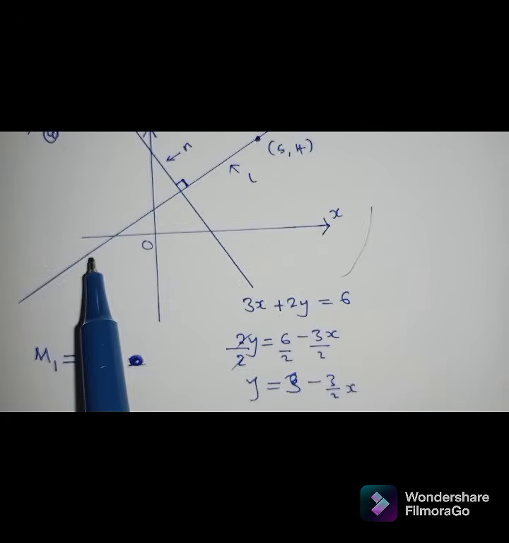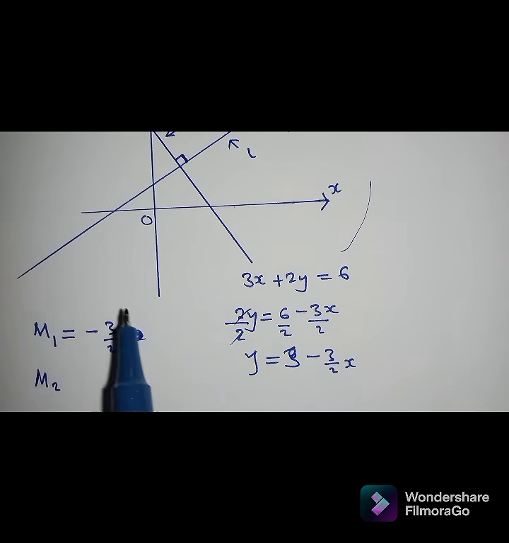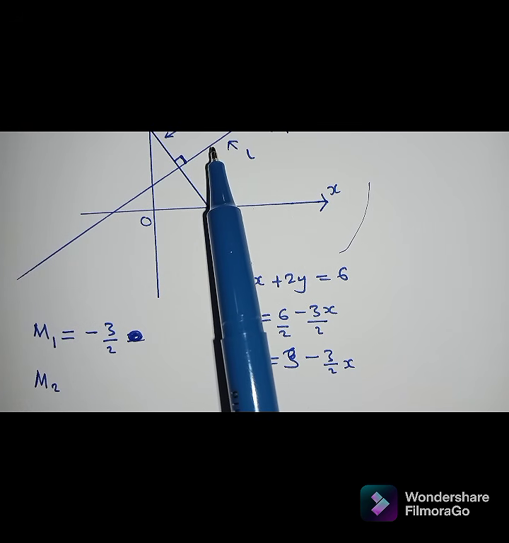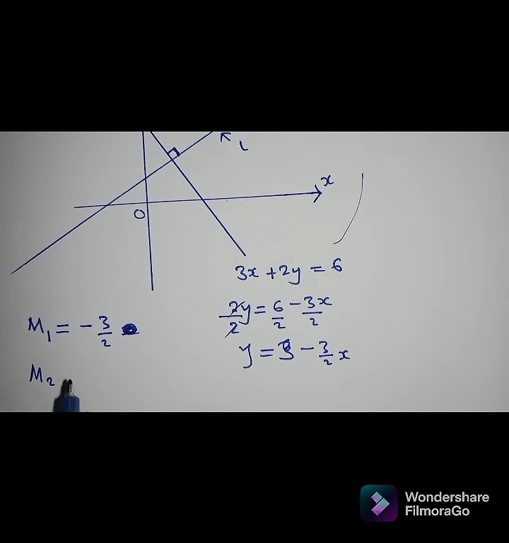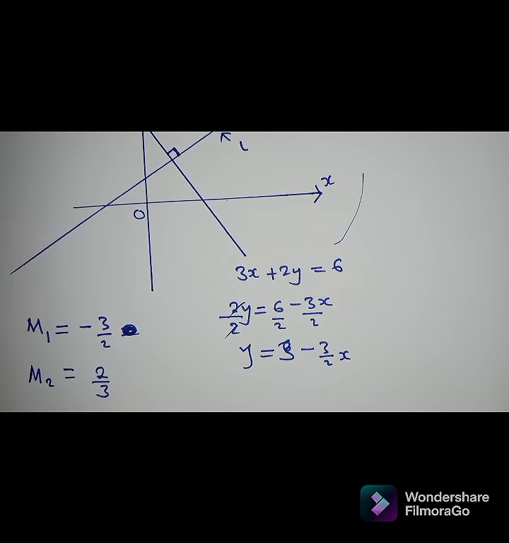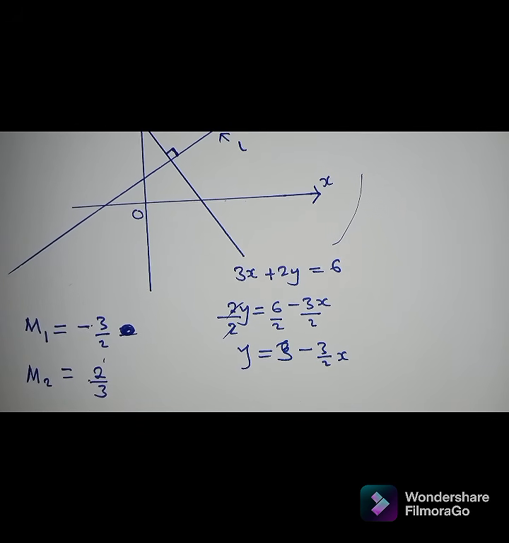Now for us to find the gradient of this equation, we need to reciprocate. We call it m2. We are using the property of perpendicular lines. Since this is 90 degrees, this line is perpendicular to this, so the gradient will just be 2 over 3. The way we do it, you reciprocate: the 2 becomes the numerator, 3 becomes the denominator, and you switch the sign. This is negative, you put it positive here.